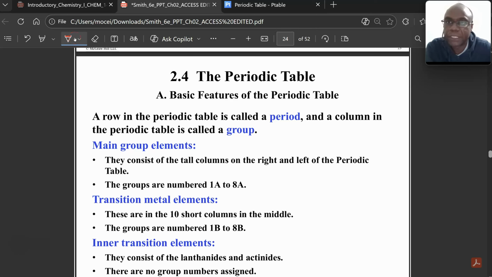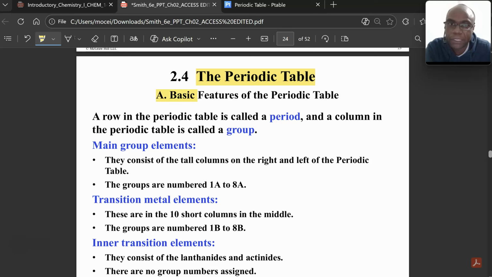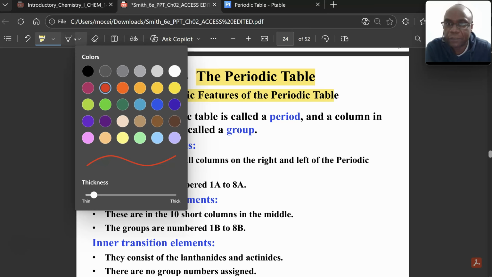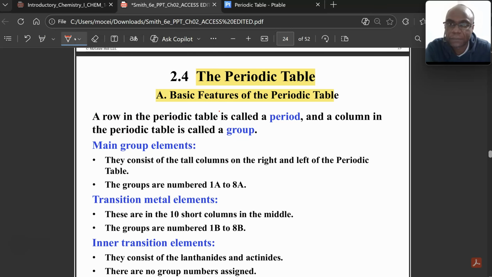Okay, we continue with our discussion on the periodic table. We're going to discuss, in part A, the basic features of the periodic table. By now, I know I've discussed all these, but it doesn't hurt to emphasize. Now, a row in the periodic table is also called a period. A column in the periodic table is also called a group.